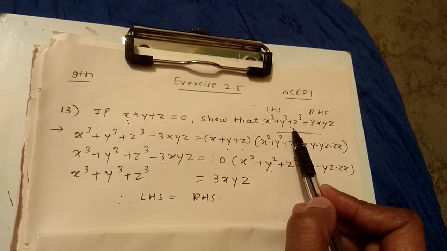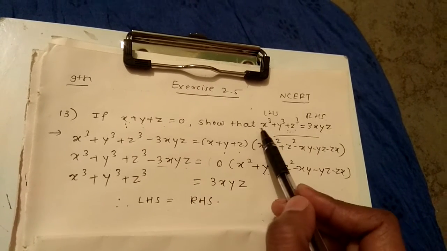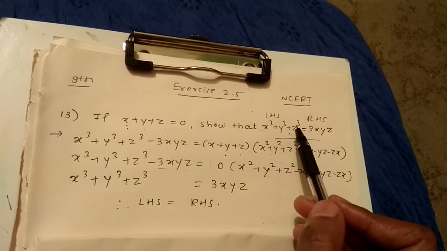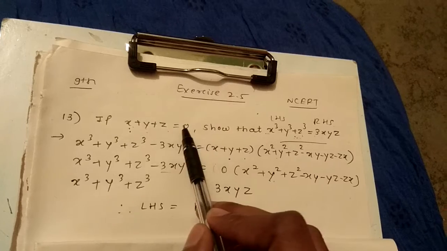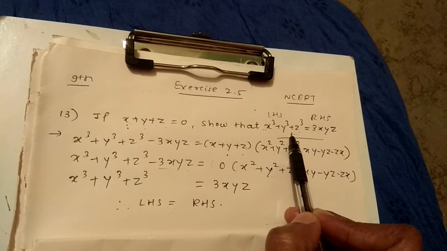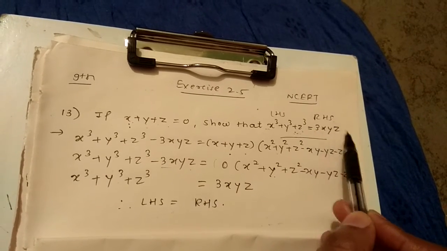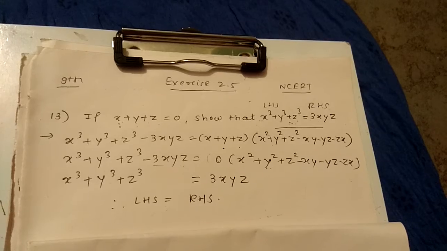So remember, whenever the addition of cubes of three numbers is asked, don't go on making their cubes. If there are single digit numbers, you can do it very easily. If there are more than single digit, like double digit, triple digit and more, just check whether x plus y plus z equals 0. If it is so, the sum of the cubes of the three numbers will be 3 into the first term, second term and third term. So now we'll move to question number 14.